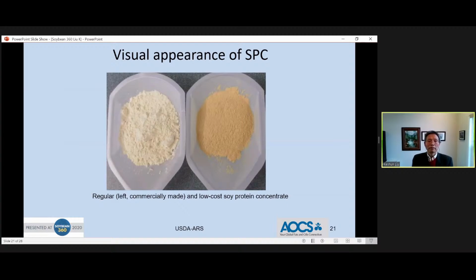This is the visual appearance of two types of soy protein concentrate. On the left is the commercially available soy protein concentrate, which is called regular concentrate. This is made through the alcohol leaching method and is a spray-dried product. On the right is a product made by the low cost method. You can see the color is a little bit brown.